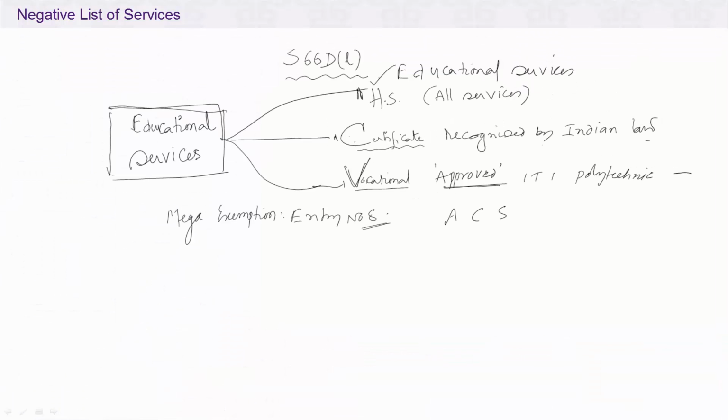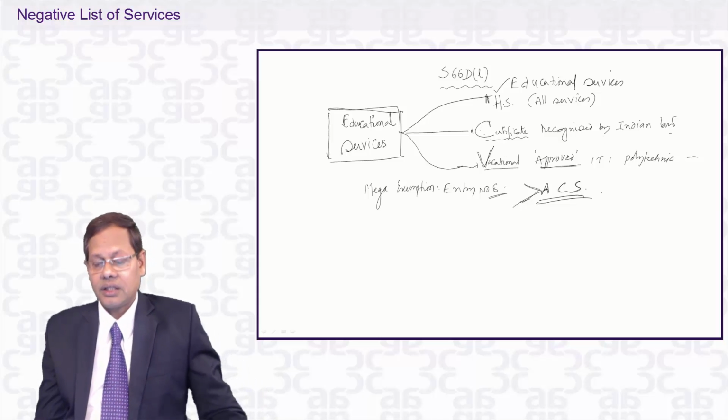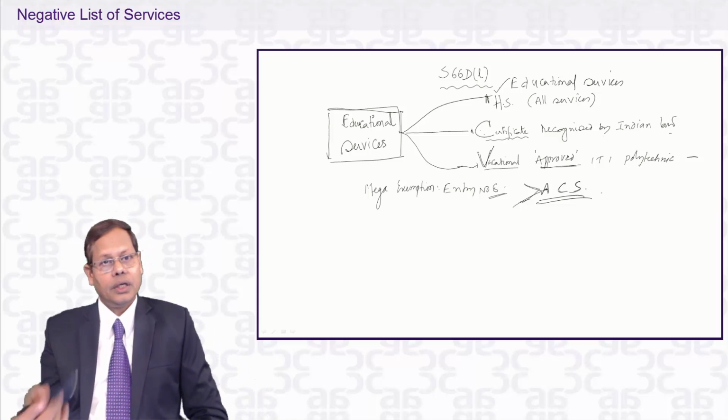Art, culture or sports, ACS. Art, culture or sports. Recreational activities, it should be a training or coaching relating to art, culture, or sports, then to that extent it is exempt. Like this, other things are also there which we have to look into.